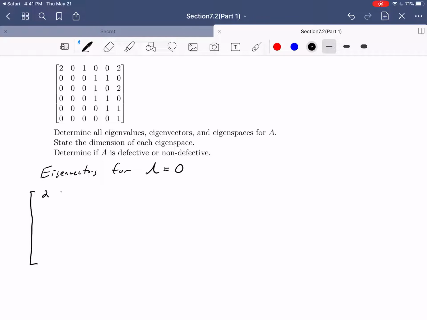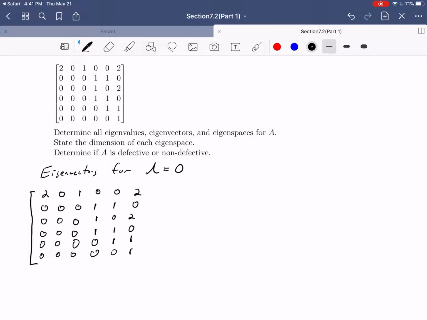So it looks like we get 2, 0, 1, 0, 0, 2. And then 0, 0, 0, 1, 1, 0. And then 0, 0, 0, 1, 0, 2. And then 0, 0, 0, 1, 1, 0. And then 0, 0, 0, 0, 1, 1. And then 0, 0, 0, 0, 0, 1. And then all zeros there.